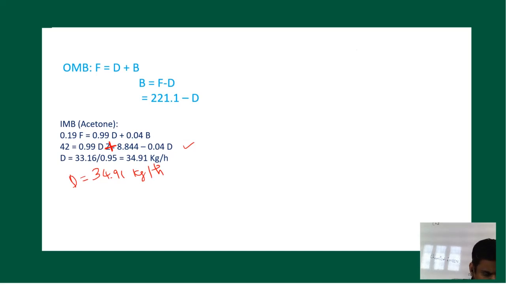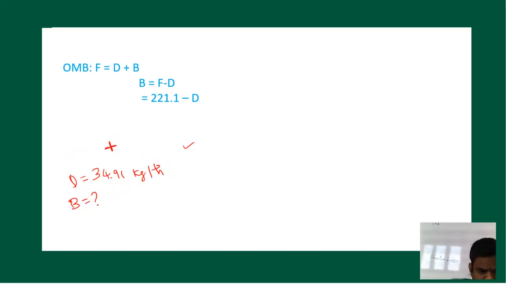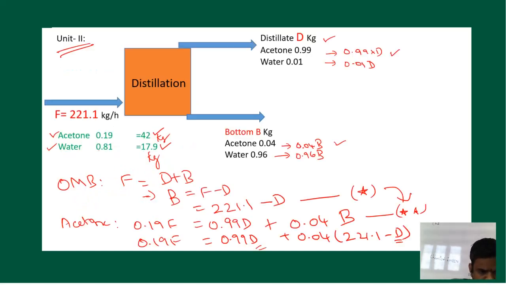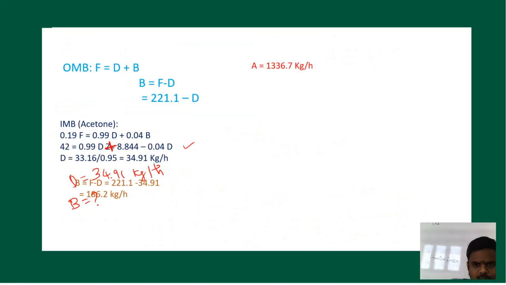Now the only unknown parameter is the B value. So how to get the B value? B equal to F minus D. So the F value is 221.1 minus the D value we have found out to be 34.91. Therefore 186.2 kg per hour is the value of B.